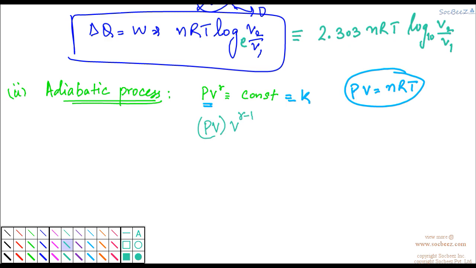We write it PV into V raised to power gamma minus 1 is equal to K. That is nRT. We substitute these values. nRT into V raised to power gamma minus 1 is equal to K. Alright.